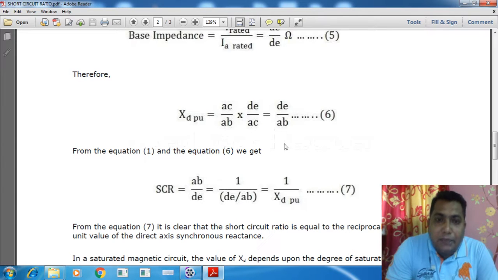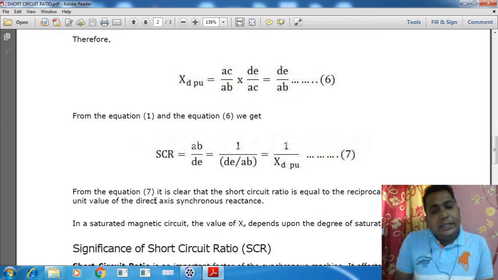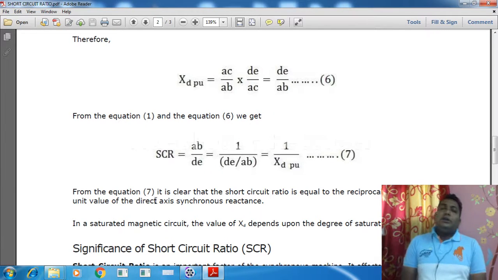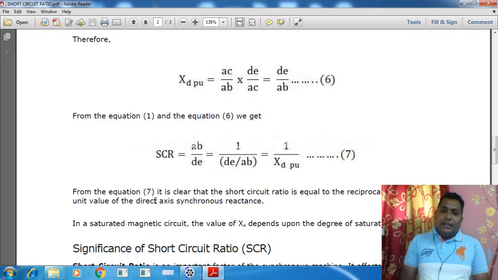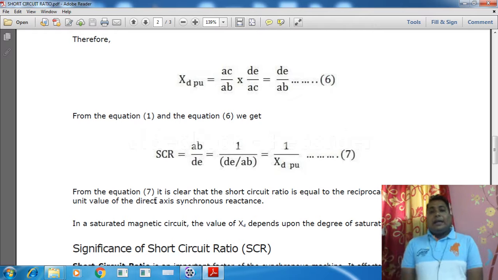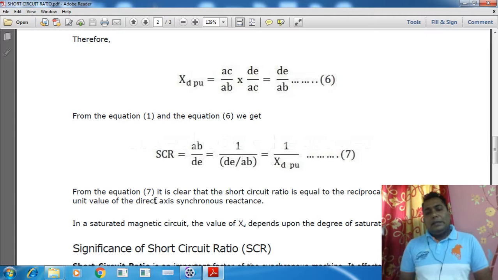Now what is DE by AB? Follow my pointer, it is AB by XD. So SCR is given by 1 by XD per unit. So from this particular equation it is clear that the short circuit ratio is equal to the reciprocal of the per unit value of the direct axis reactance. So now once again, SCR is the reciprocal of the per unit reactance of the direct axis. Okay, and this is the mathematical expression.